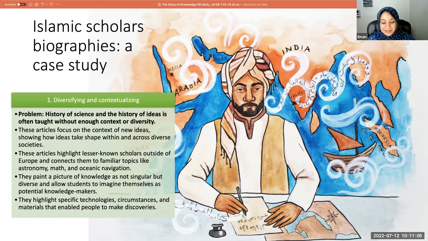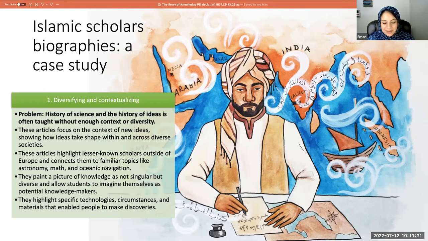So although these people may seem unfamiliar, one of the ways we try to make them relatable for students is we tether them to topics that students will have already learned about. So topics like astronomy, navigation of the oceans, algebra. So you might find that in your classroom, it doesn't make sense to feature all of these, but maybe in a unit on oceanic navigation, the Lord of the Sea article makes sense.